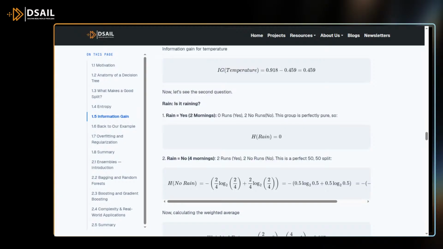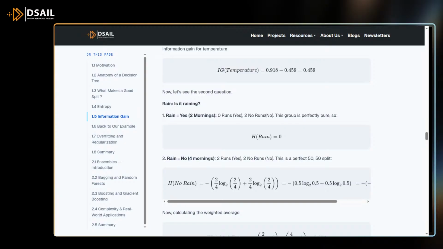Then we do the weighted entropy and the equivalent information gain. So the weighted entropy looks like 2 over 6 times 0 plus 4 over 6 times 1, which is 0.667. Then the question is, what is the information gain? We subtract, which is 0.918 minus 0.667. What is the information gain? So which is a better question? Temperature or rain? Which is a better question?